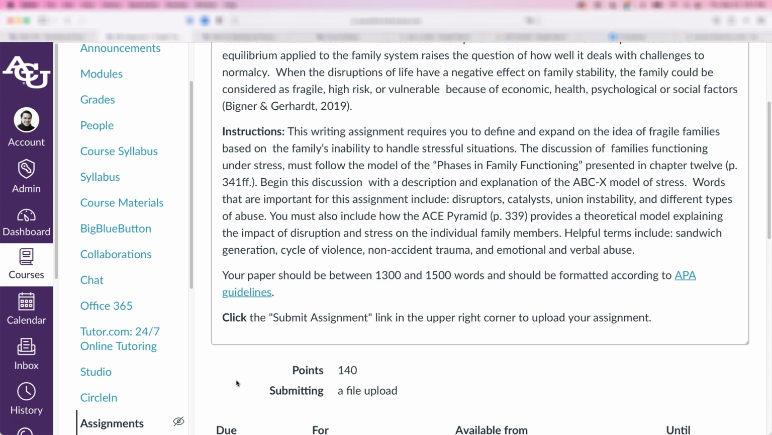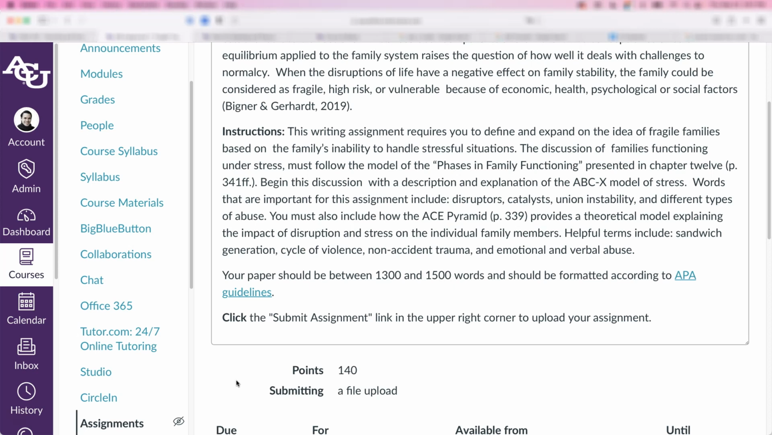Now we see a step-by-step instruction for what to talk about where. Begin this discussion with a description and explanation of the ABC model of stress. Words that are important for this assignment include disruptors, catalysts, union instability, and different types of abuse. So this is an instruction that's saying, hey, make sure to discuss these specific things. Use this terminology, this exact terminology, when you are referring to them.